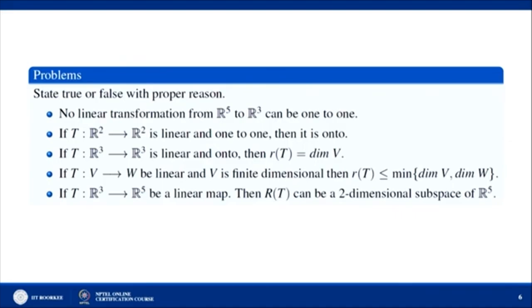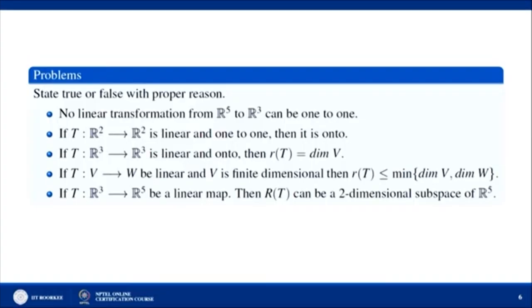By the rank nullity theorem, you see, here T is from R5 to R3, okay. Let us write again, T is from R5 to R3. So it is V and it is W. What is the dimension of V? Dimension of V is clearly 5. By the rank nullity theorem, nullity of T plus rank of T will be equal to the dimension of V, which is equal to 5.